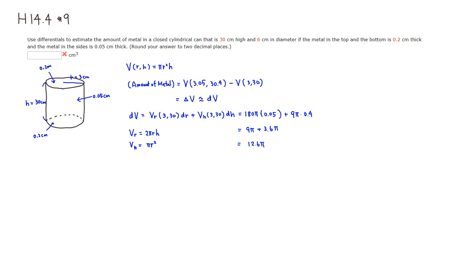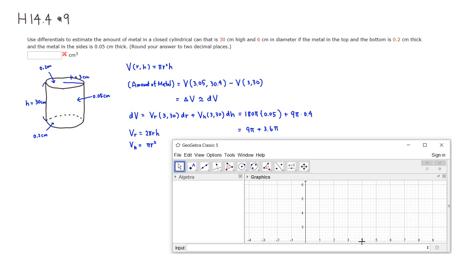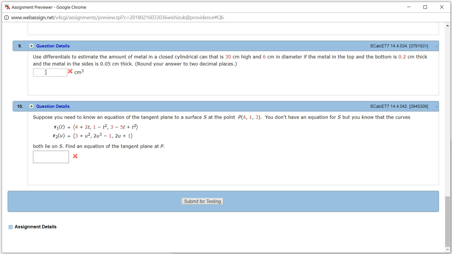So let's bring out GeoGebra. I'm going to compute the 12.6 pi we already found, and hit enter. We need 2 decimal places, so the answer is 39.58. Let's plug it in, 39.58, and submit for testing.